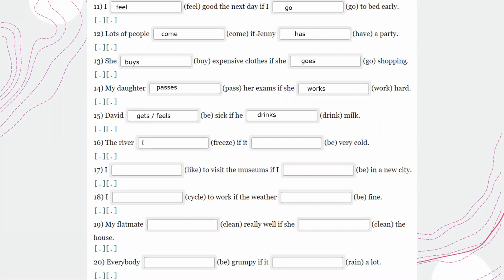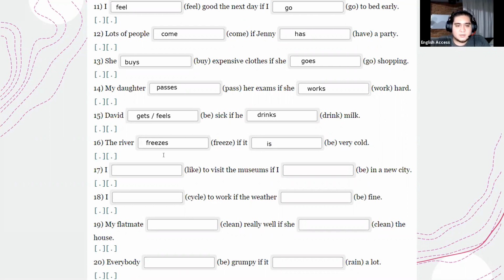The river freezes if it is very cold. Yes, very good.